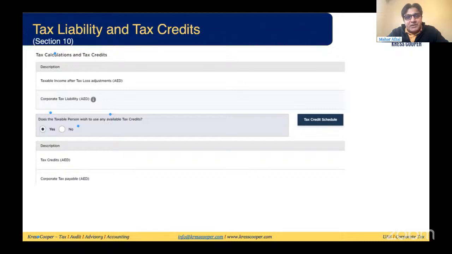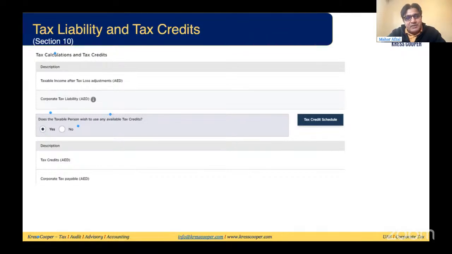Once you are adjusting the losses, as I mentioned, sorry, I'm repeating the same thing again and again. Taxable sales less deductible expenditure, you will be arriving at the taxable income. From the taxable income, you are making adjustment of losses. Once you make the adjustment of losses, you will arrive at the net taxable income. Then you will be calculating your tax liability: up to 375,000, 0%, beyond that 9%. The system will be calculating this automatically.